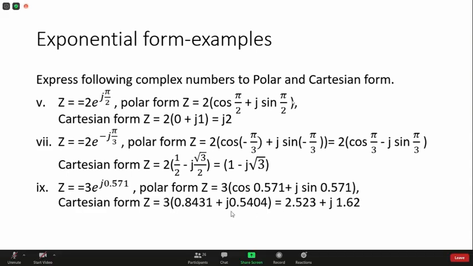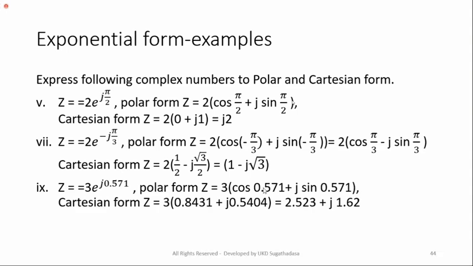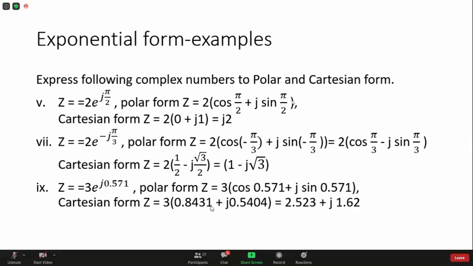Now use the calculator. Remember, the calculator itself has two modes. If you want to calculate the cos values, I think those who are using a calculator are already familiar: the degree mode and the radian mode. Before you type the 0.571, convert the mode to radian. What is cos 0.571 radian? That is 0.8431, right? Cos radian value, this one. Sine radian value, this one. Then finally you get the complex number 2.523 plus j 1.62, approximately. Now you can plot the point.